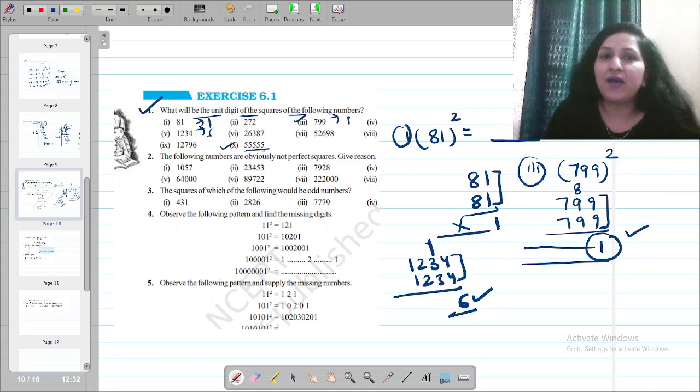Once more, if you take the last part, if you take the square of this number, 5 into 5 is 25. We got 25. What is the ones digit? 5 here. So your answer is 5. I hope the first question is understood. Let's move to the second question.